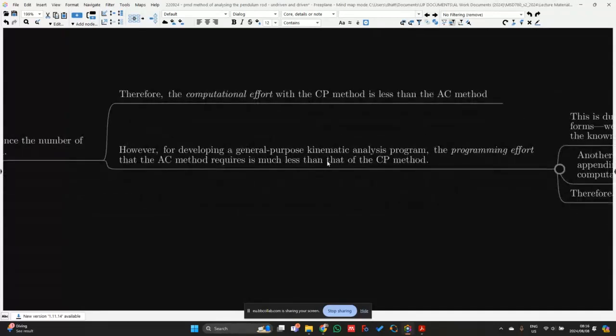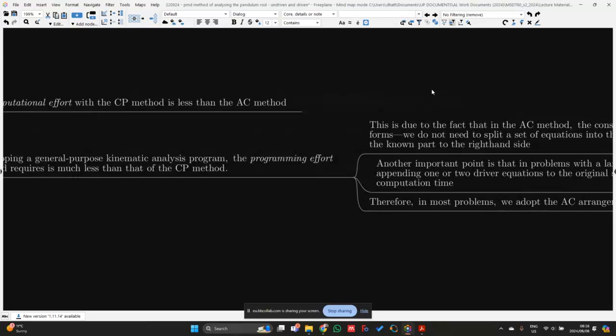However, for developing a general purpose kinematic analysis program, the programming effort that the AC method requires is much less than that of the CP method. It also becomes more efficient in the sense that we don't have to calculate these things by hand. We can just give it as input or an input algorithm to the numerical system and it will solve it in any case.